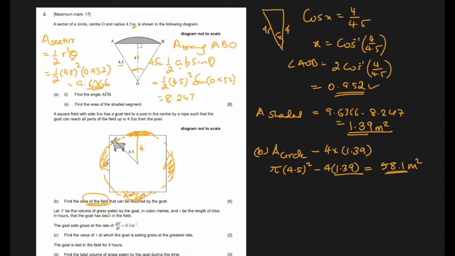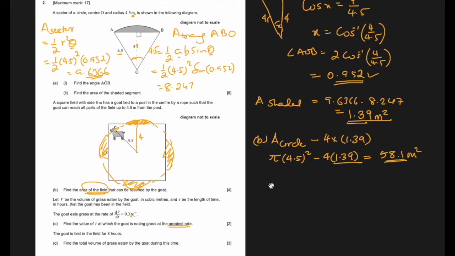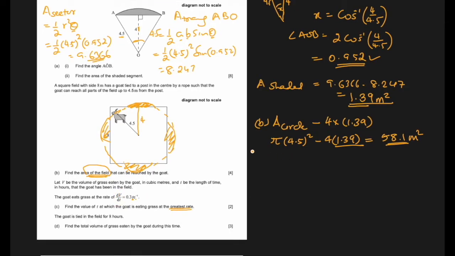Let V be the volume of grass eaten by the goat in cubic meters and T the time in hours that the goat has been on the field. The goat eats the grass at the rate of this. As time passes, because time is positive and this is exponential, it will not be a straight line. It will be a variable grass eating. Find the value of T at which the goat is eating grass at the greatest rate. We want the greatest rate. Whenever we want the greatest or smallest of something, we first differentiate it. It is already differentiated, so we will differentiate once more, because the gradient at the greatest and smallest is zero. So we'll make it equal to zero.